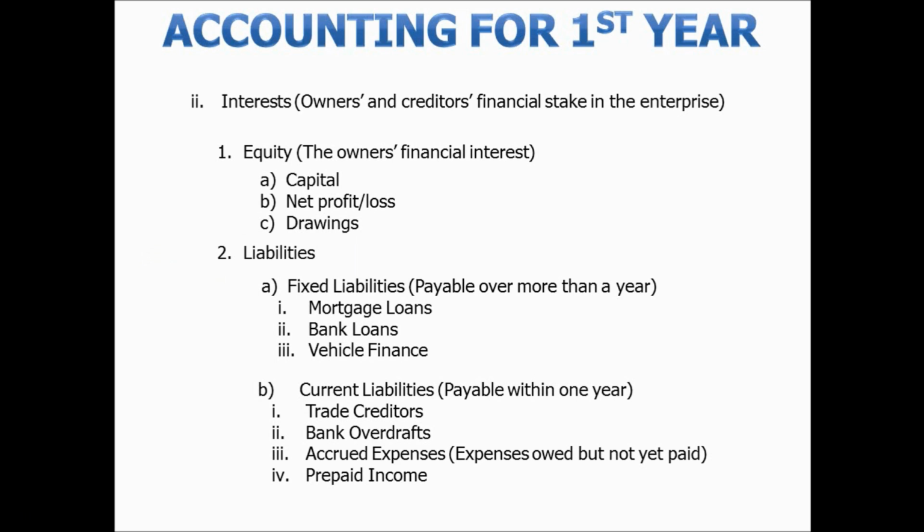Fixed liabilities are defined as a liability which is payable over more than 1 year, and this includes things like mortgage loans, bank loans, and vehicle finance. And current liabilities are payable within 1 year and includes things like trade creditors, bank overdrafts, accrued expenses, which are expenses owed but not yet paid, and prepaid income.